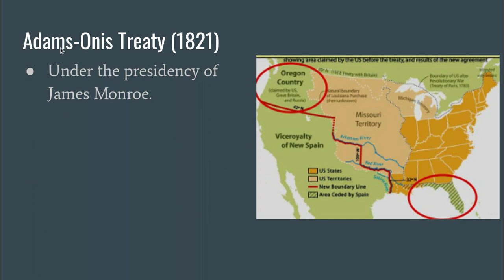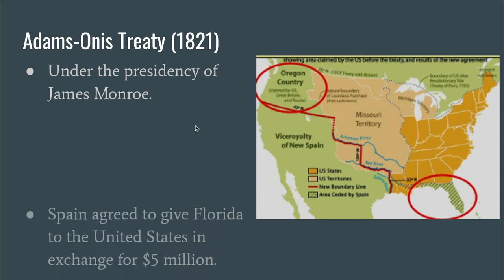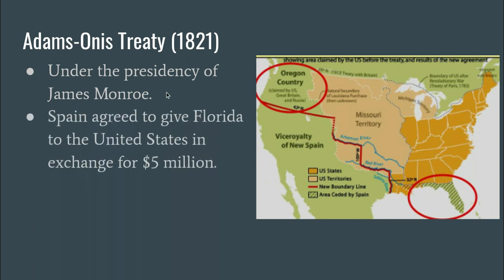you had the Adams-Onis Treaty, and that is when Spain agreed to give Florida to the United States in exchange for $5 million.